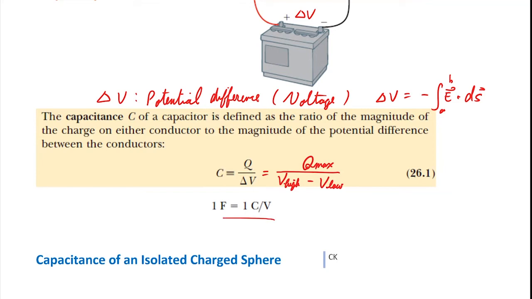And this is a unit of capacitance, which is known as farad, after Faraday, I think. Farad is coulomb, the unit of the charge, divided by volt, after Volta, the scientist who came up with the battery, which is the unit of the potential difference, voltage, okay?